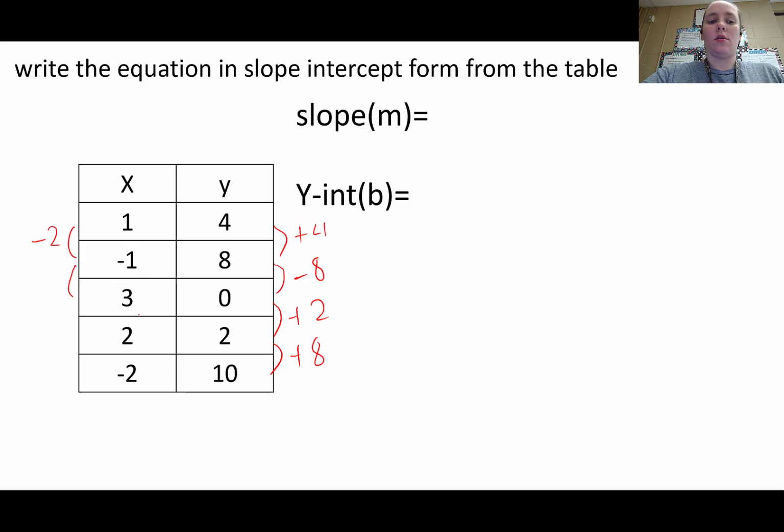Negative 1 to 3, I'm adding 4. 3 to 2, I'm subtracting 1. And from here, 2 to negative 2, sorry, I'm subtracting 4. So I don't have a real concise pattern. Now, let's see, we need another way to find this, right?